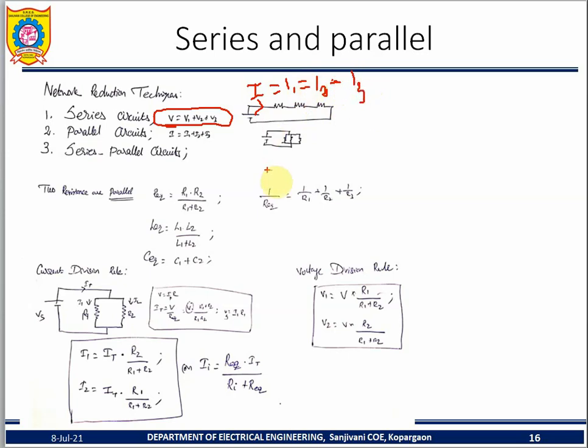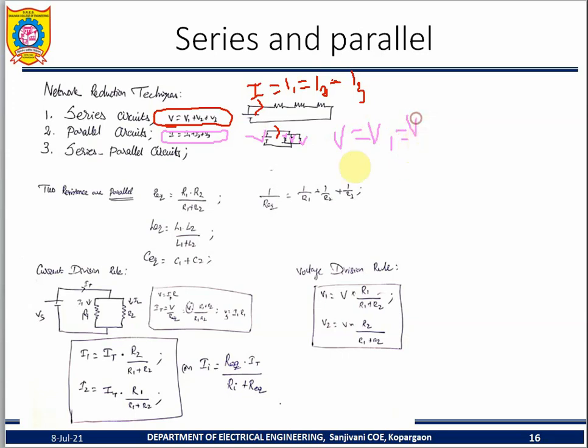What about the parallel circuit? If it is a parallel circuit, the current I is equal to I1 plus I2 plus I3. It is written here: I1 plus I2 plus I3. What about V? Here is V. V is equal to V1, which is equal to V2.